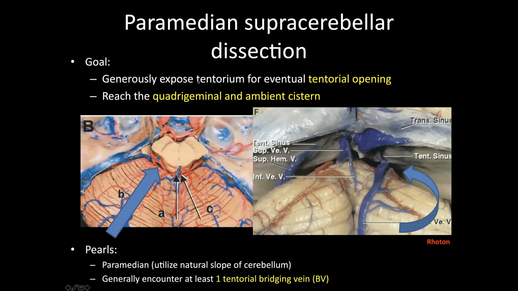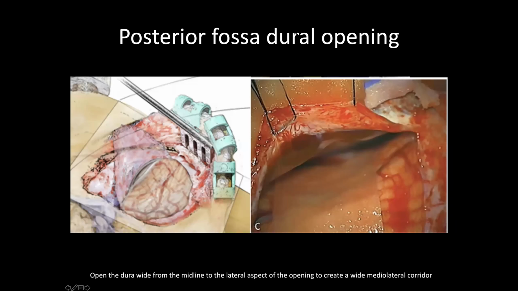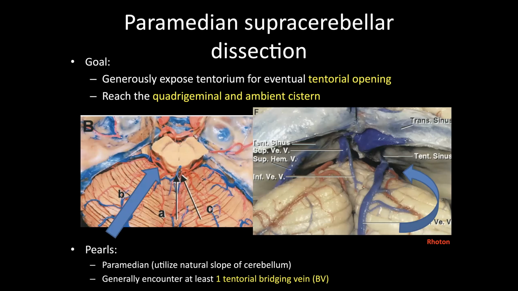The next step is to dissect the supracerebellar space. The goal primarily is to have a generous exposure of the tentorium for your eventual transtentorial approach, for your tentorial opening. But the secondary objective is to reach the quadrigeminal and ambient cisterns. Now, there's two things to really look out for when you're performing your supracerebellar dissection.